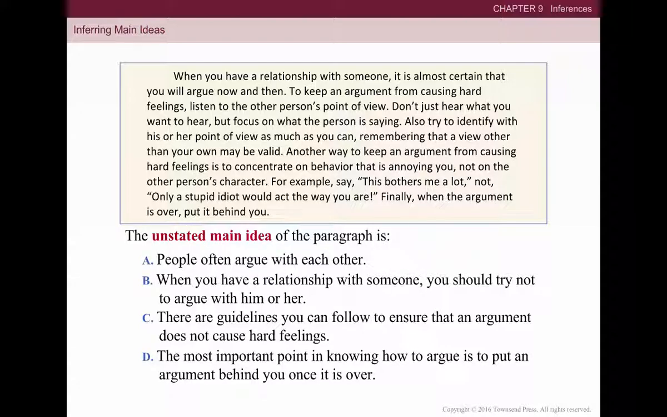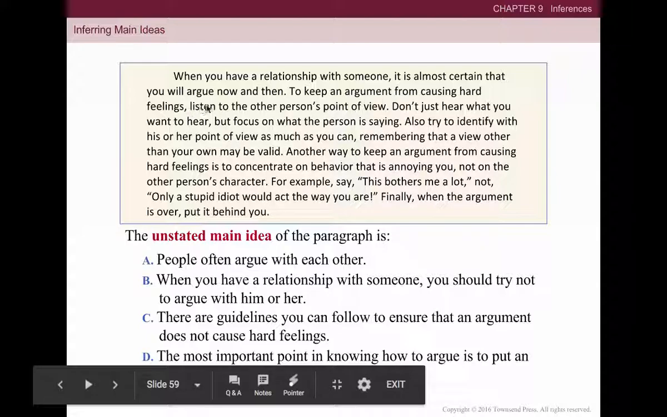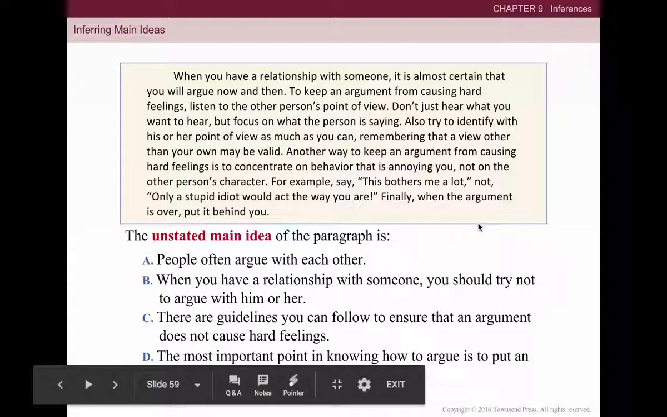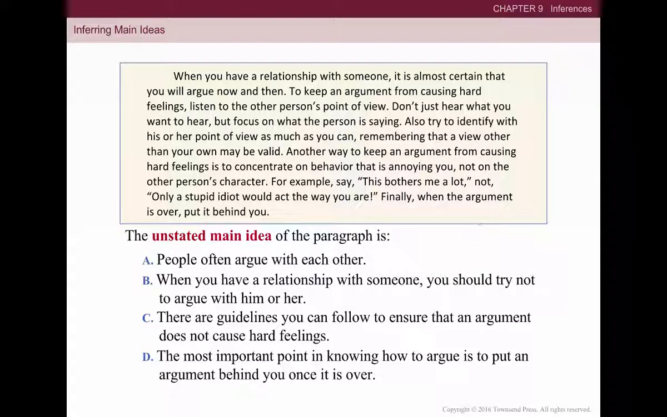All right, let's take them one at a time. A, is the whole paragraph about how people often argue with each other? No, not really, right? It does say something like that in the first sentence. It's almost certain that you will argue now and then, but the rest of the paragraph doesn't support that. B, when you have a relationship with someone, you should try not to argue with him or her. No? Okay. I can't see any sentence that actually says that, but that's not what the whole paragraph is about, right? Let's see if we can find evidence. If you need to put something behind you, that doesn't mean you'd avoid arguing altogether. So that one really isn't stated at all.